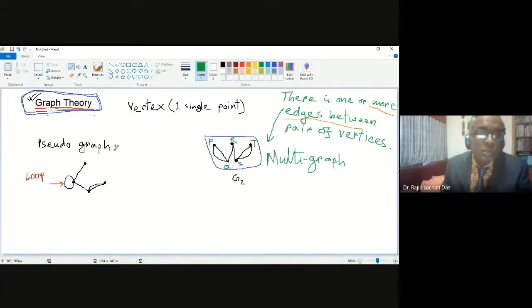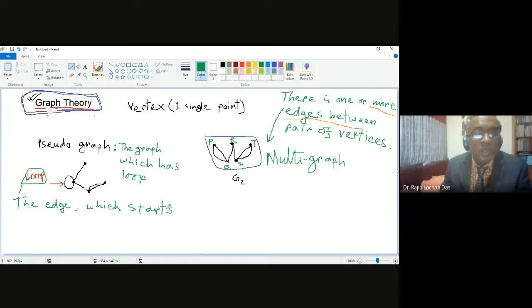Okay, so the graph which has a loop. There may be one loop or more than one loop, it does not matter. What is a loop? A loop is the edge which starts and ends at the same vertex. So this is called a loop.